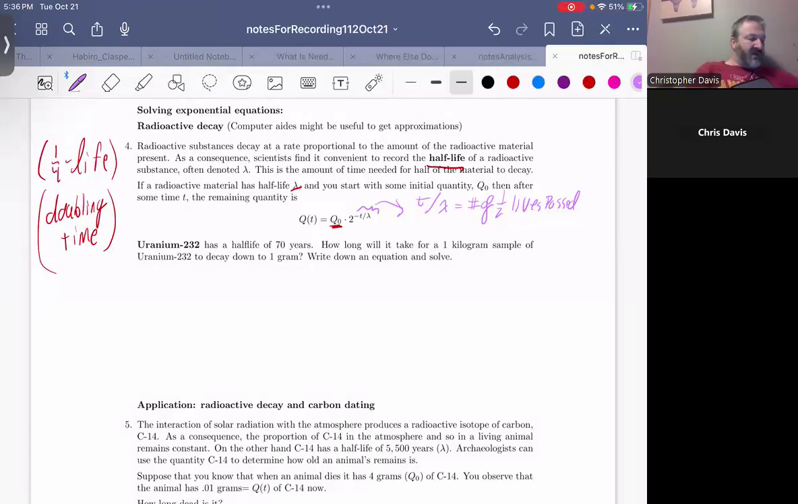Let's use this for something. Uranium-232, U-232, has a half-life of 70 years. Let's suppose you were tasked with storing a sample of 1 kilogram of U-232, and your storage needs to last until it's decayed down to just 1 gram. Well, here's a question. How long does your storage facility need to last? So how long will it take this 1 kilogram to decay down to 1 gram? Let's try to address this.